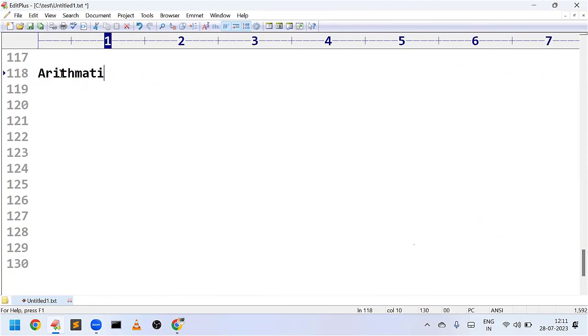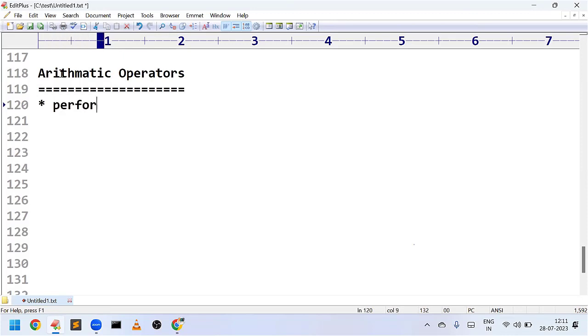In this video, we will discuss arithmetic operators in C language. Arithmetic operators are used to perform operations such as addition, subtraction, multiplication, division, and modulus division.